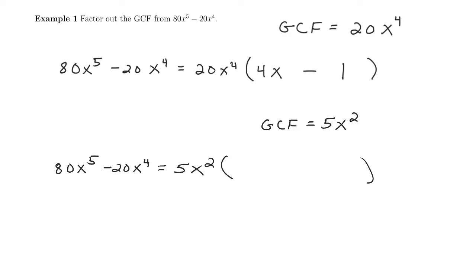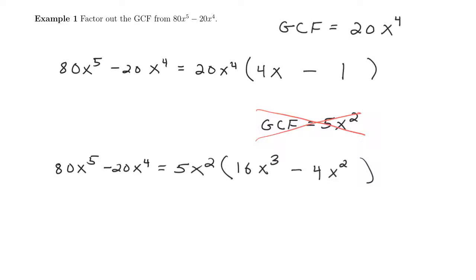If I want to get an 80x to the fifth and I have a 5, I would have to put a 16. And if I want an x to the fifth and I only have an x squared, I would need an x cubed. Then we complete this process for my negative 20x to the fourth. It's got to be negative. If I want 20 and I have 5, there has to be 4 left over. And if I want an x to the fourth and I have an x squared, I would need another x squared to do so.